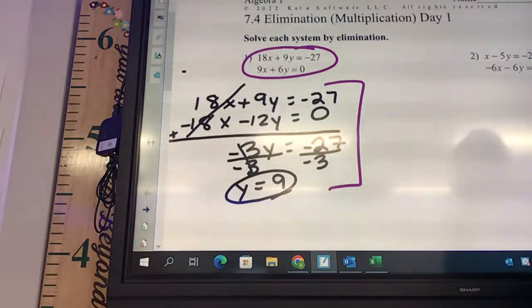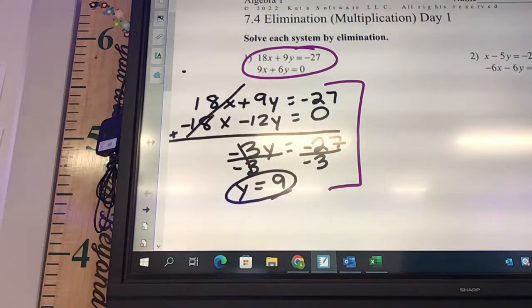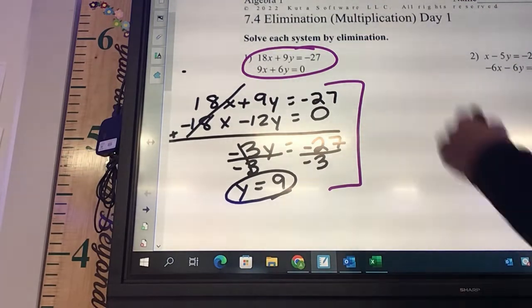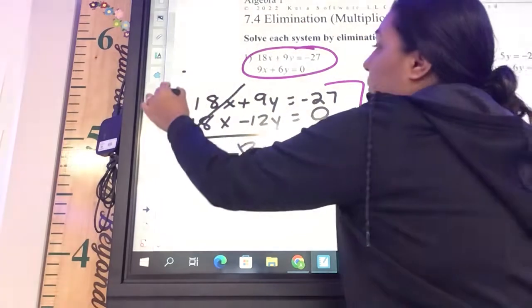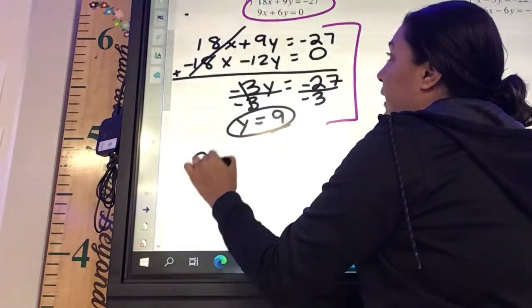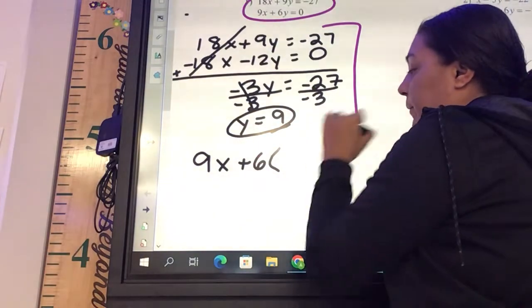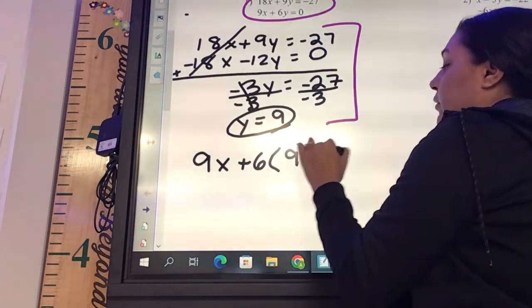Does it matter which? No. And we learned that from before. But you've got to plug it back into the original, not our edited one. So, which one would you like to use? Bottom. So I got 9x plus 6, and instead of y, what am I writing? 9 equals 0.